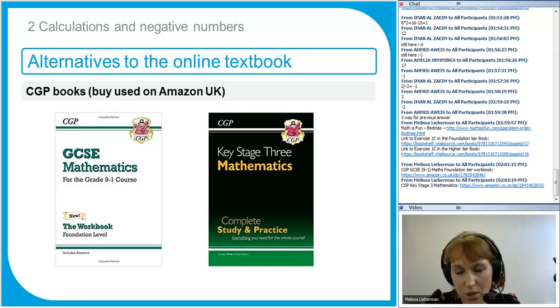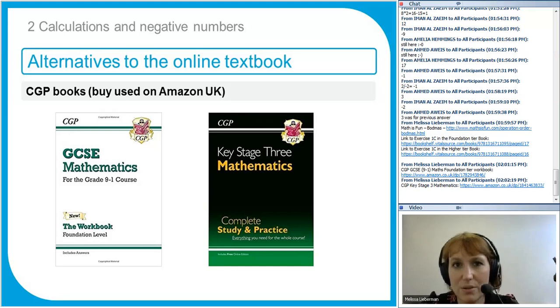When you go into Amazon, if you're in the UK, you can look inside and look through the pages and compare the layouts of the books. Now this Key Stage 3 book has got revision notes as well, so it might be quite useful, but it's not really that different to the foundation tier revision guide. It doesn't cover everything that you need to know for foundation tier maths if you're planning to do foundation tier.